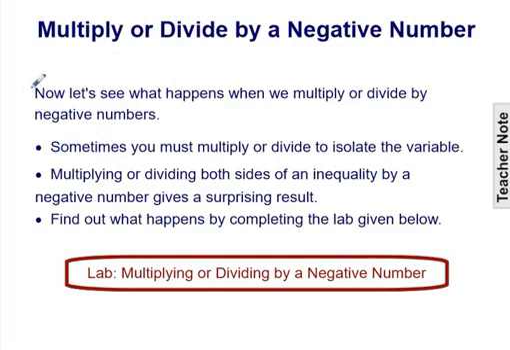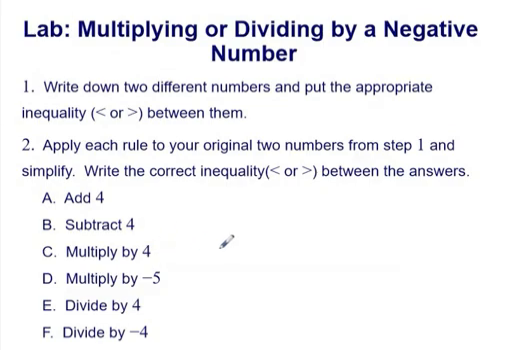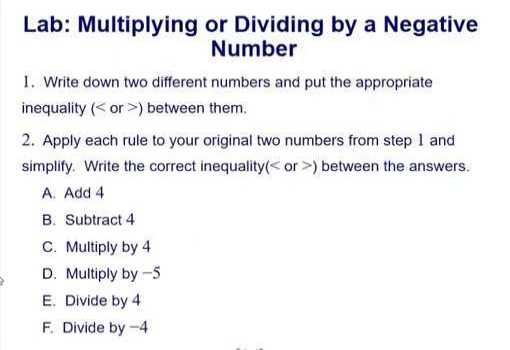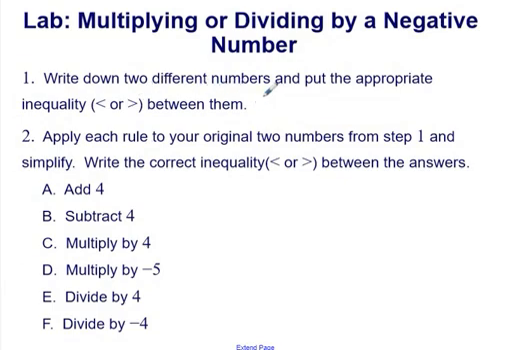So the lab comprises 2 parts that you should definitely investigate and explore, and I'll give you one example of part 1 and 2. So part 1 and 2 of the lab has you coming up with 2 different numbers and putting the appropriate inequality symbol between them. I really encourage you to try to create your own 2 numbers. Mine is just a very random example. I'm going to choose 4 and 8, and the appropriate inequality symbol between them, I have to know that 4 is less than 8. That is my example.